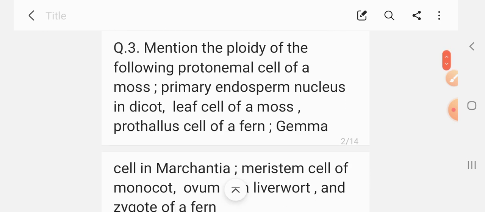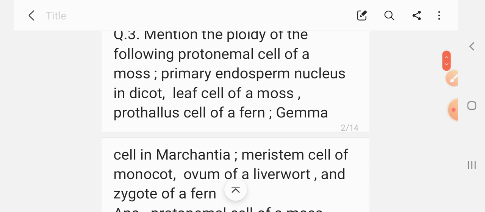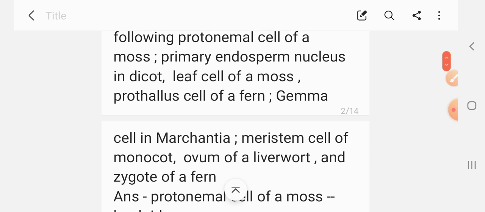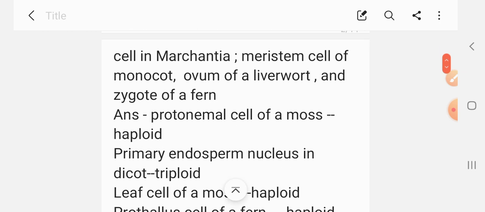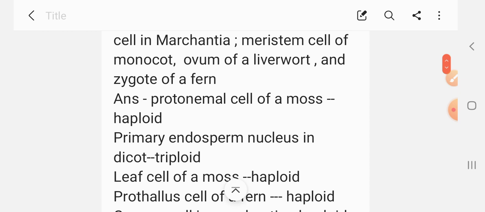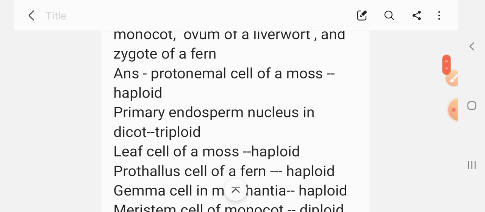Question number 3. Mention the ploidy of the following: protonemal cell of a moss, primary endosperm nucleus in dicot, leaf cell of a moss, prothallus cell of a fern, gemma cells in Marchantia, meristem cell of monocot, ovum of a liverwort, and zygote of a fern.